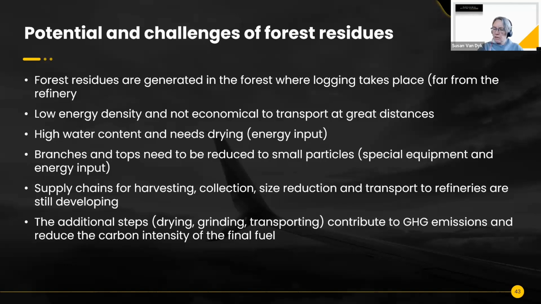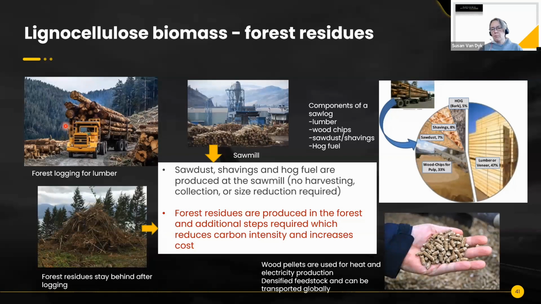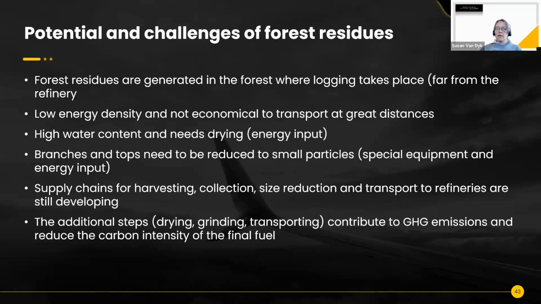You also need to grind it, and grinding takes a lot of energy. And then you need to put in place supply chains for harvesting, collection, size reduction, and transport to refineries. So you can remove the wood with this kind of thing, but you need a completely different type of truck to take residues out. And all of these extra steps contribute to GHG emissions.